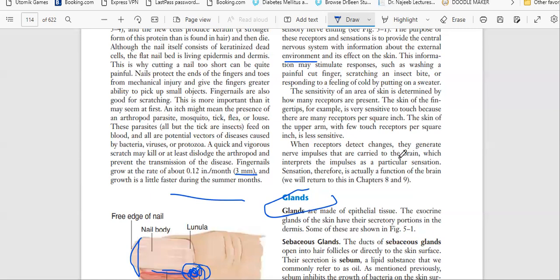When receptors detect changes, they generate nerve impulses that are carried to the brain, which interprets the impulses as a particular sensation. Sensation, therefore, is actually a function of the brain. Basically, after that, what will happen? We study the nervous system, where receptors are present.